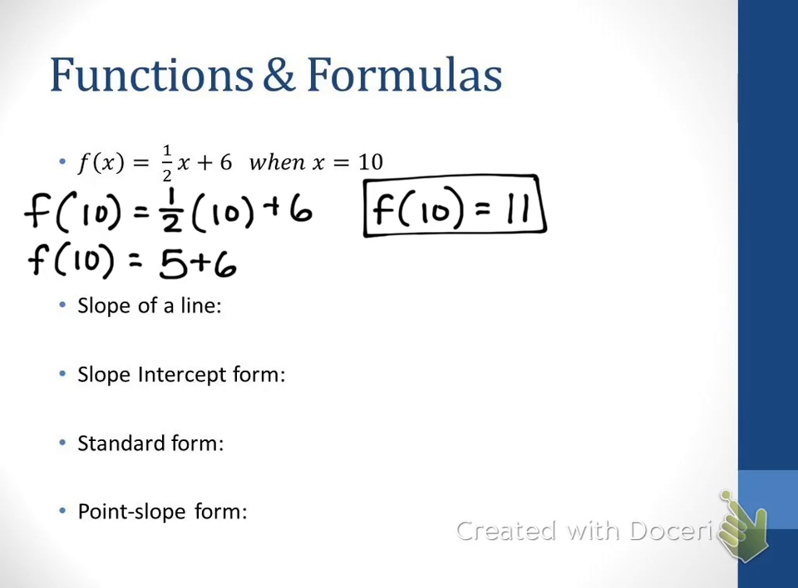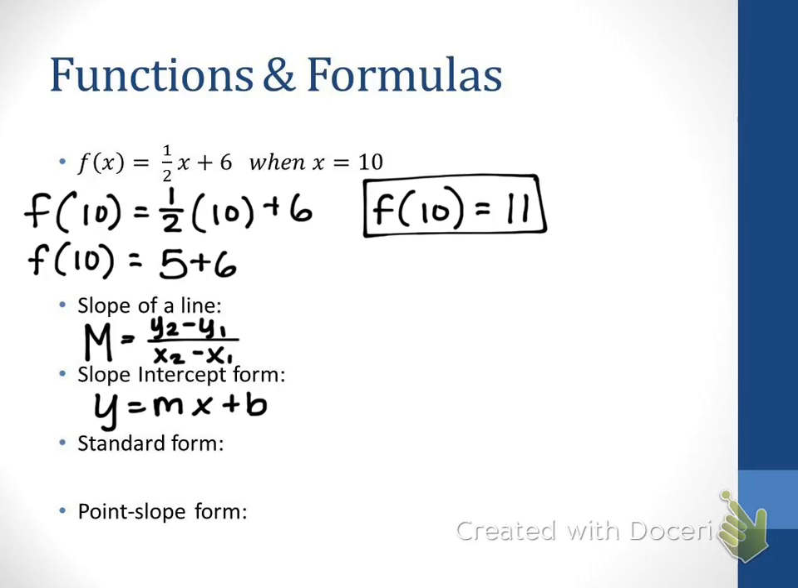So, slope of a line. What is a formula I would use to find slope? M equals y2 minus y1 over x2 minus x1. What about slope-intercept form? What's slope-intercept form, Cole? Oh, y equals mx. Very good. Y equals mx plus b.